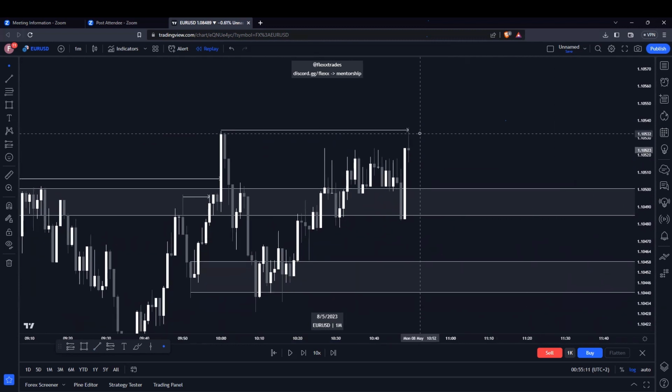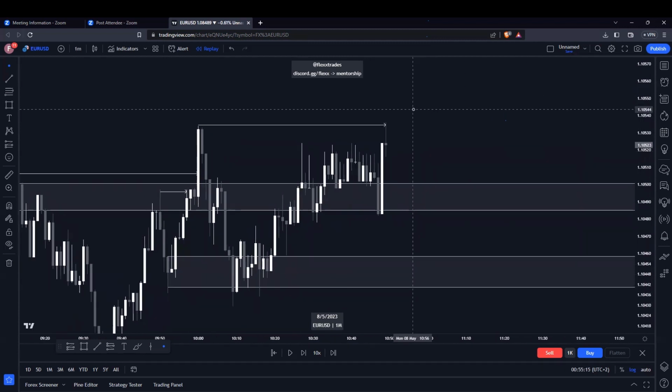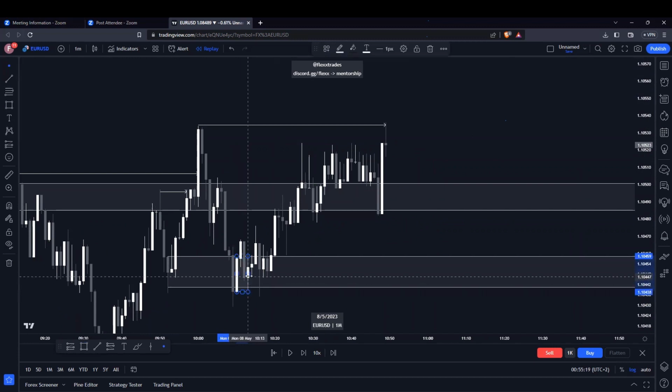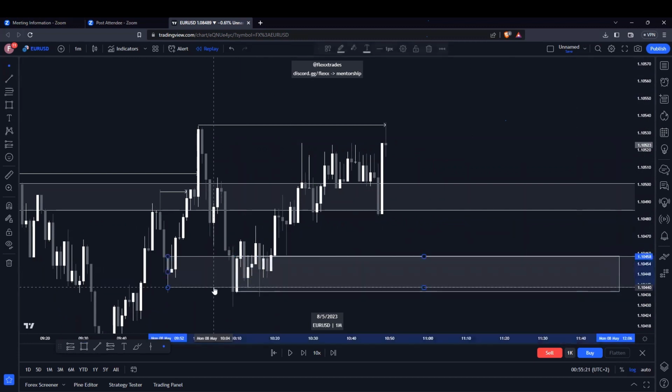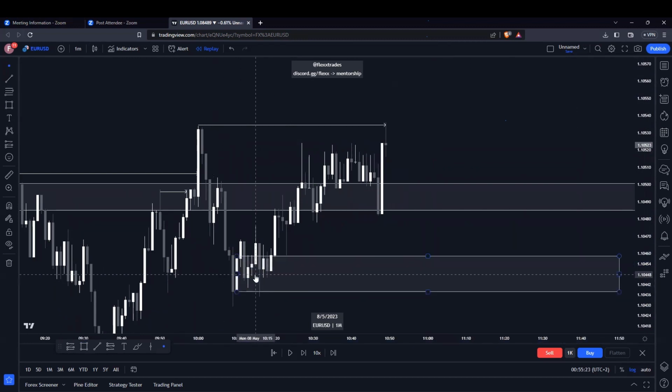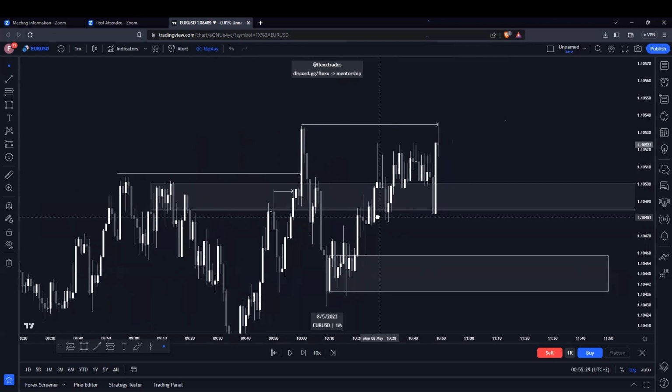Now we swept liquidity, right? So now what we're going to be watching is this demand zone has to hold, right? I'm not taking a market entry. I'm not taking any limits yet until I get my confirmation. This demand zone has to hold, right?